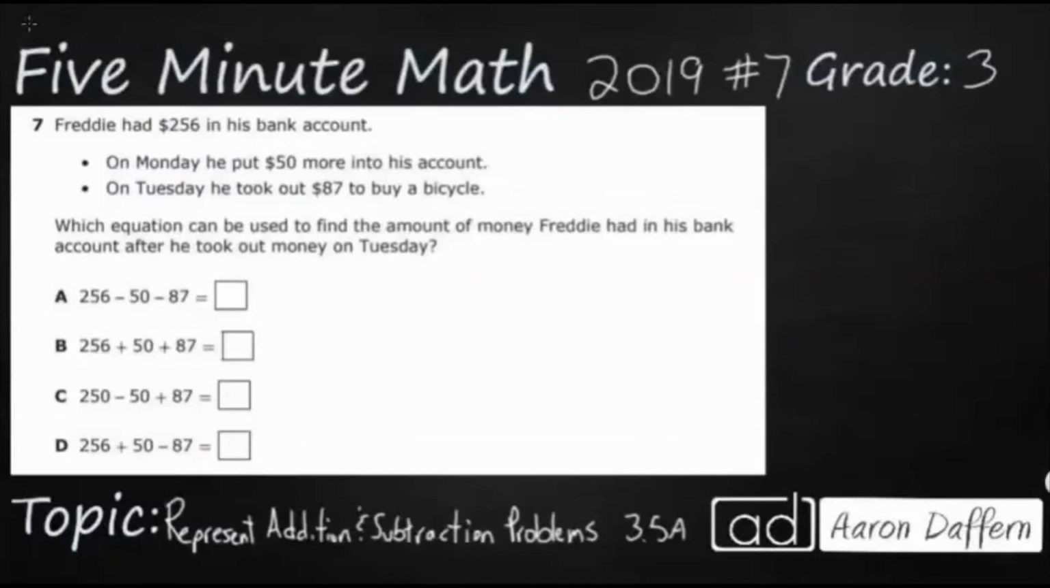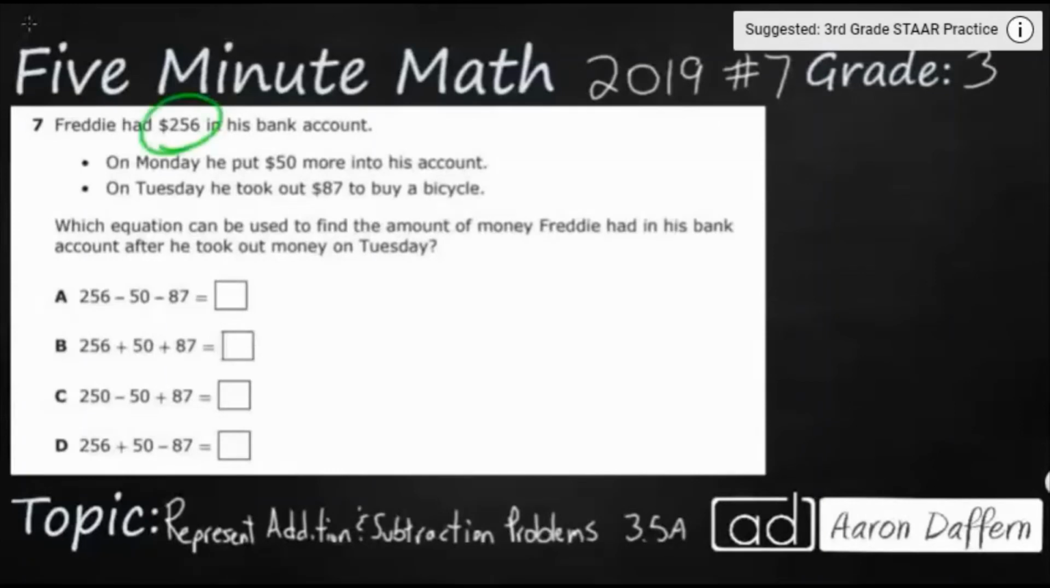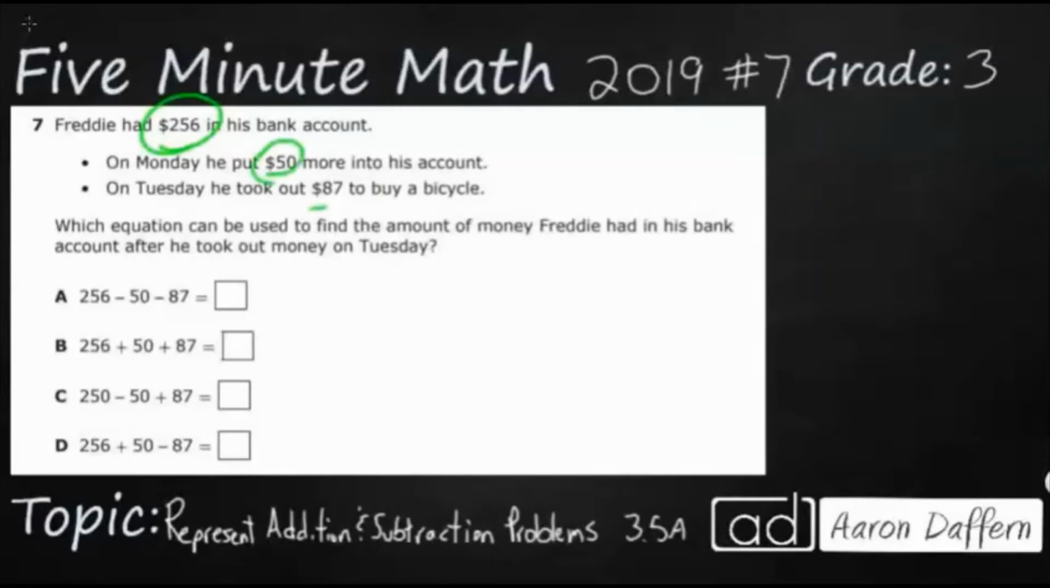Unpause it. We will look at our answers together. So Freddie's got some money in his account. He's going to start with $256, and he's going to put $50 more, and then he's going to take out $87. And if you notice, all of our answer selections here include those three numbers, 256, 50, and 87.